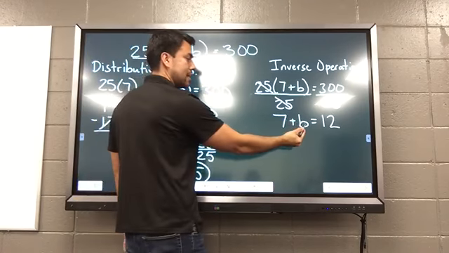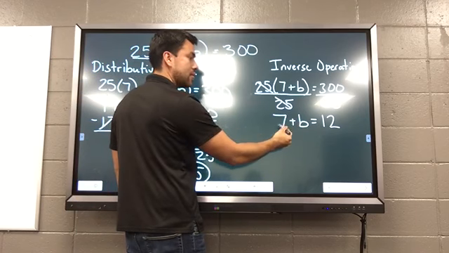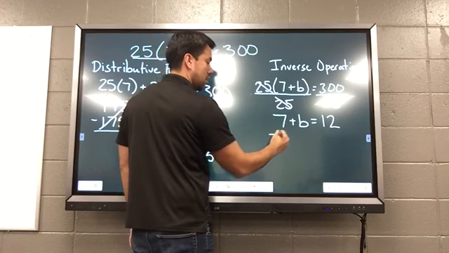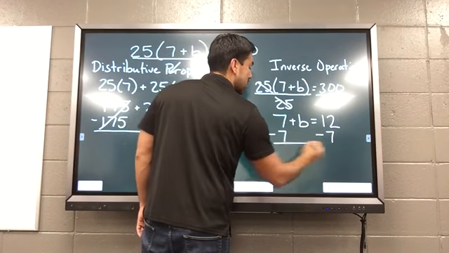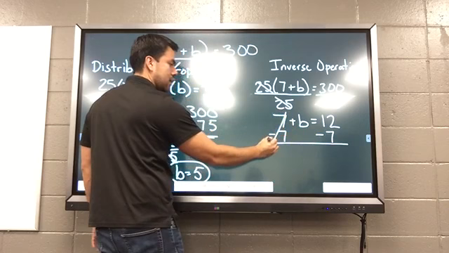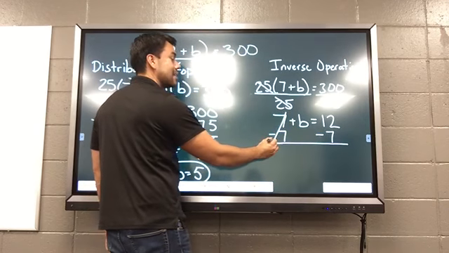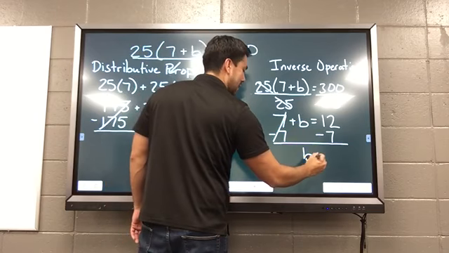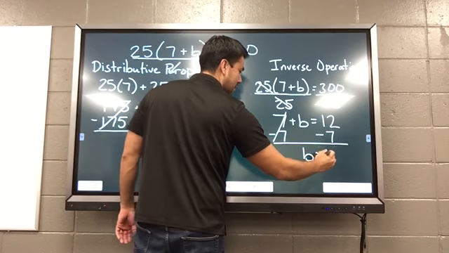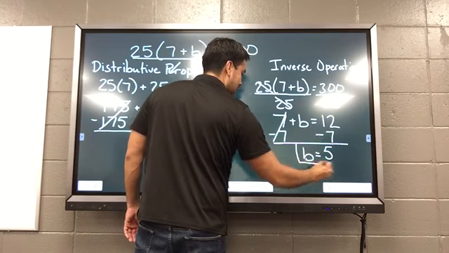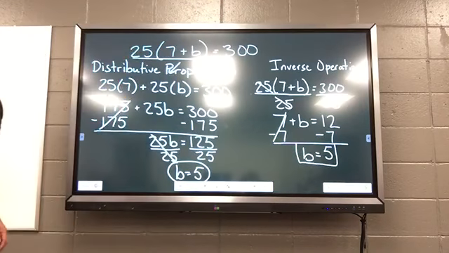What would I do next? What's happening to B still? Added with 7. How do you undo that addition? Subtract 7 from both sides. What's 7 minus 7? 0. 0 plus B? B. 12 minus 7? 5. Well, look there. We got the same answer. That's impossible. We did two different methods. Yes, now we can check it.